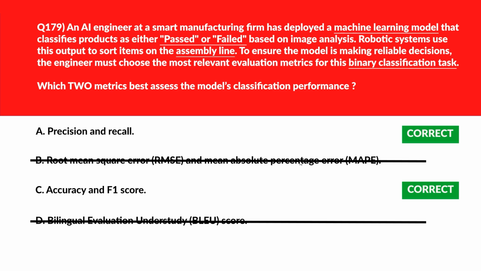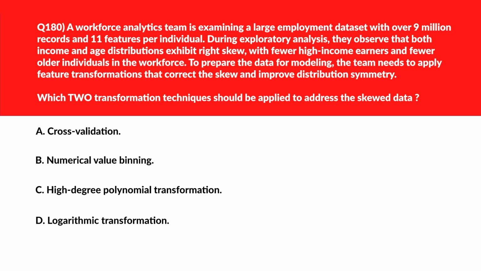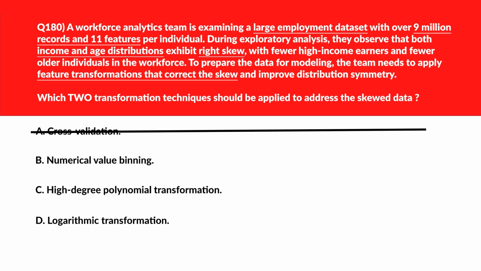Alrighty, we got another multiple choice question. We need to select two correct answers. Option A says cross validation. Cross validation is used for model evaluation, not for feature transformation. Incorrect. We'll move to B. B says numerical value binning. Binning simplifies skewed distributions by grouping values into ranges. Let's keep it. We'll move to C.